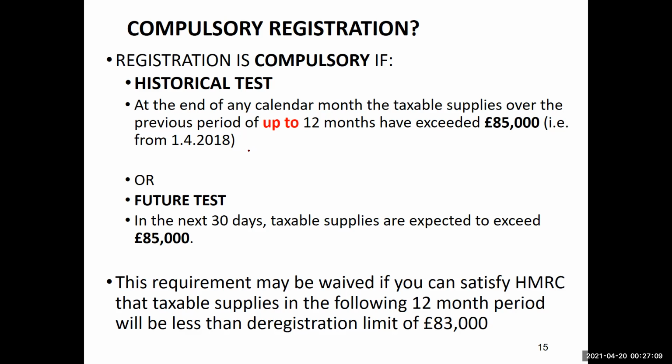If we have been able to anticipate, let's say from any time up to the past 12 months, let's say up to April, okay? Up to April, we realize that our figures exceed the 85,000 threshold. Then we have 30 days to notify HMRC. So by 30th May, we should have notified HMRC.